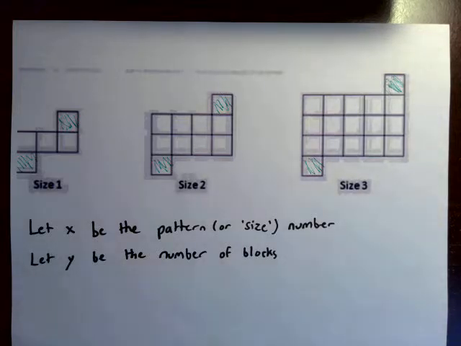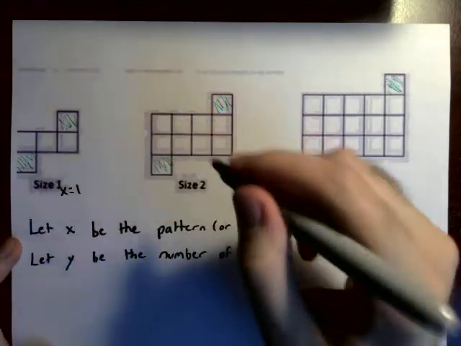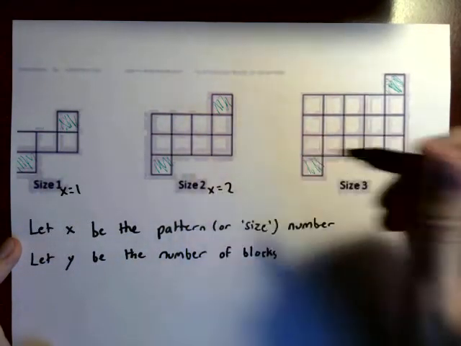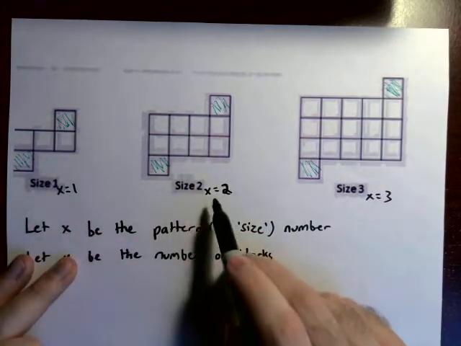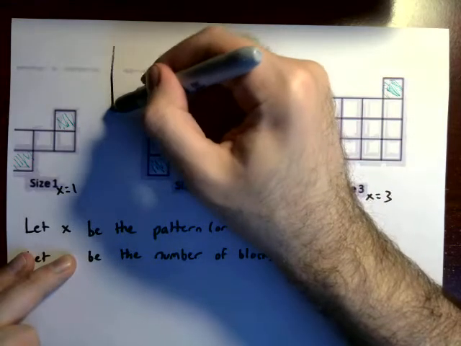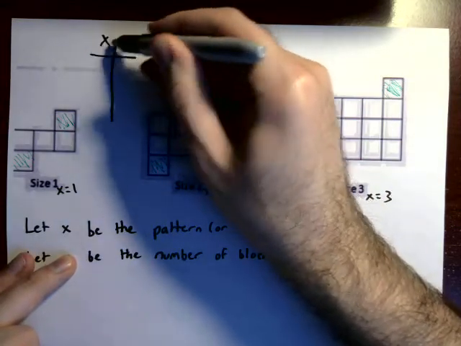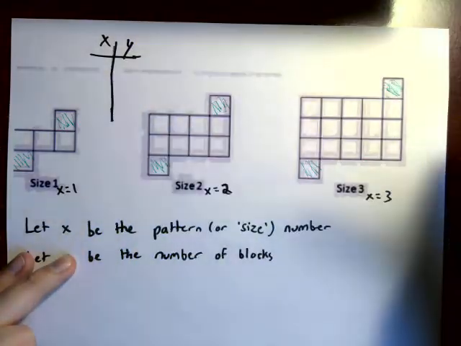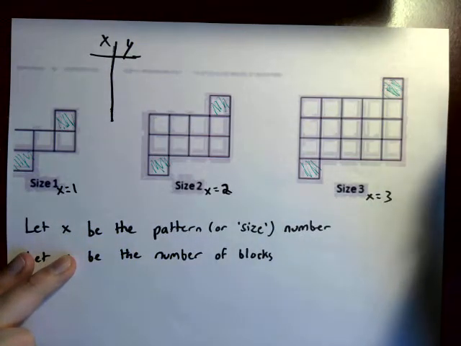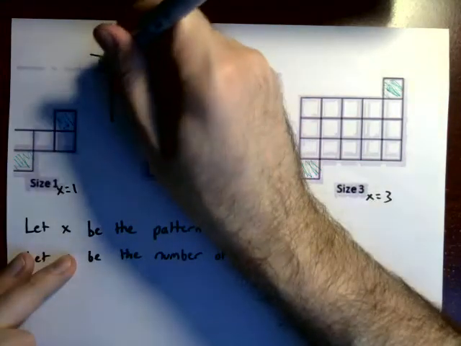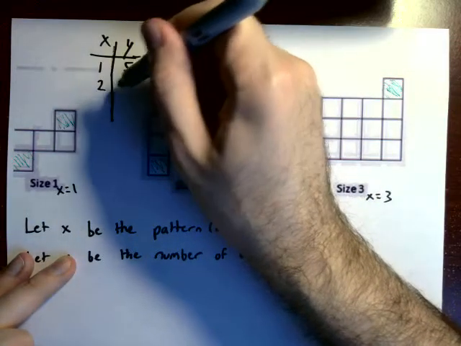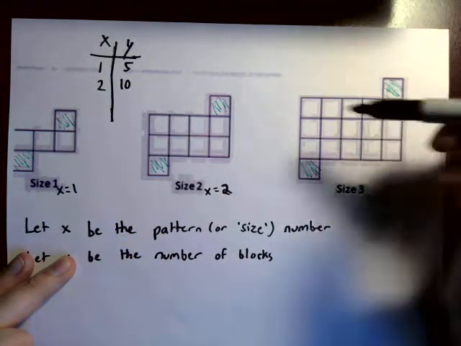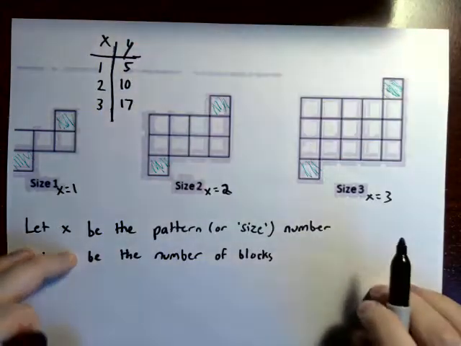The other thing that we're going to have to remember here is that, again, we want an equation that relates the size or the pattern number to the number of blocks that are in the actual pattern. So here x will be 1, here x will be 2, here x will be 3. Let's make a nice table of values to give ourselves another way to represent that, because once you do this, you might also find it's easier to see the patterns too. So when x is 1, y is going to be 5. There's 5 blocks. How many do we have here? 2 and 10, and then 3 and 17.